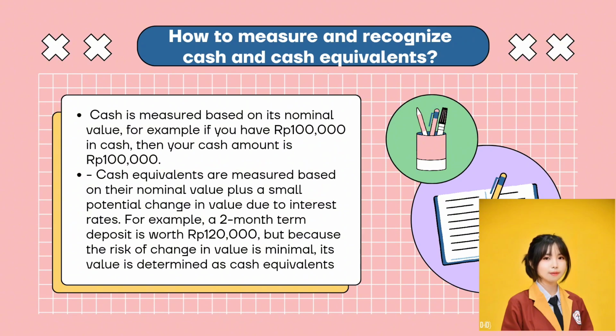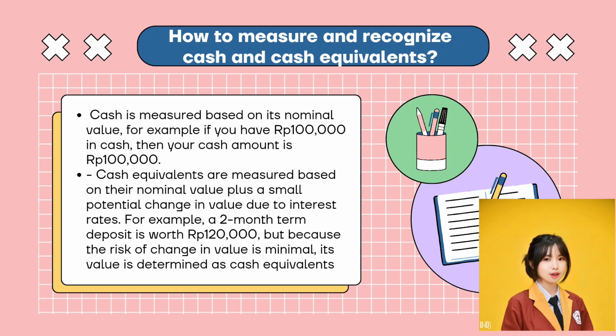Next question. What is a petty cash fund? How do you calculate changes in the amount of a petty cash fund? A petty cash fund is an amount of cash that is kept to meet minor expenditure needs that are not practical to do through checks or bank transfers.